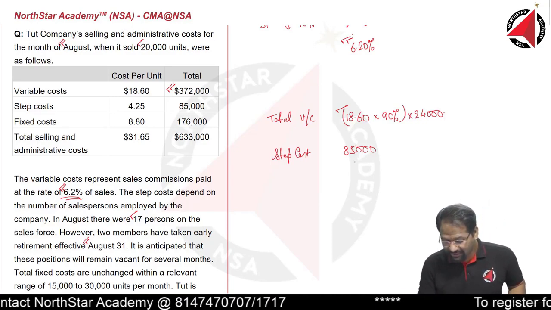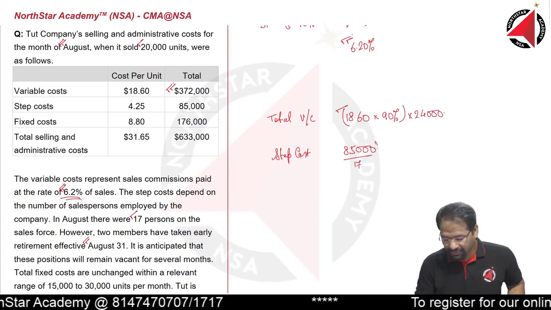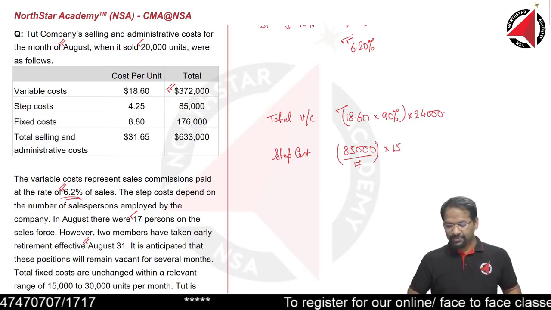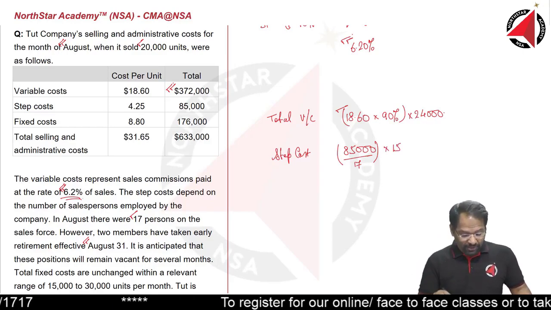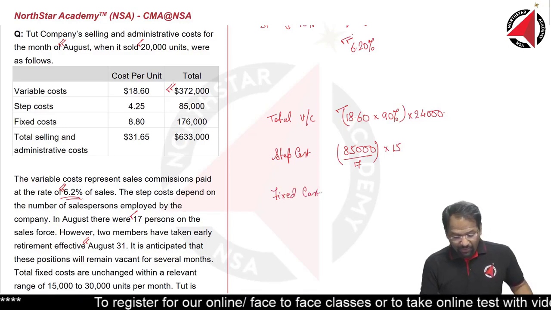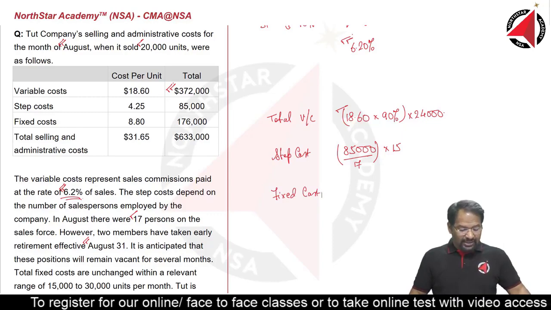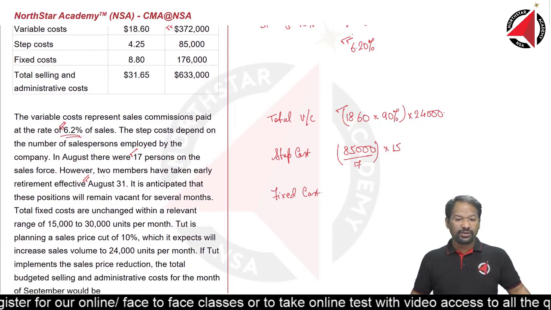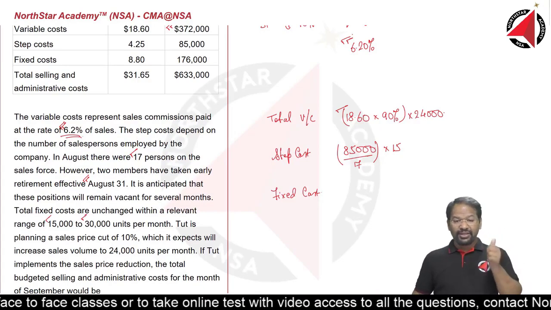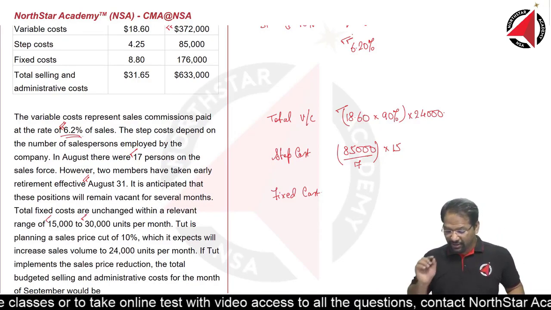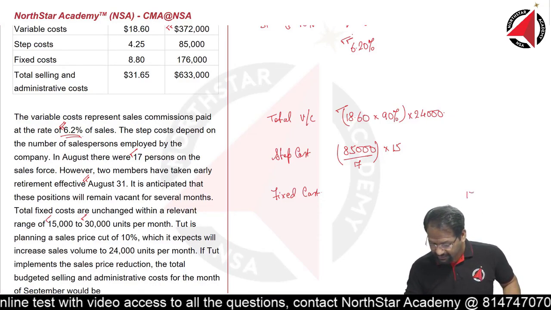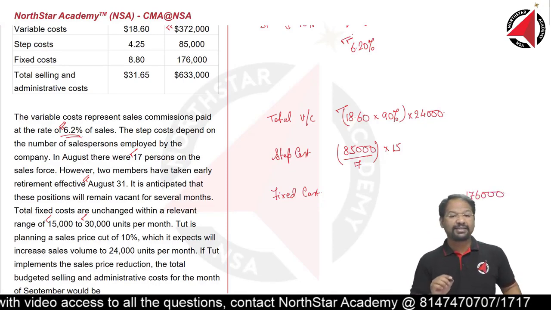So 85,000 divided by 17 employees gives the cost per employee, multiplied by how many are left with us? 15 employees are left. What is the last one? Fixed cost. Fixed cost shall remain constant. Why? Because the question has told us that within the range of 15,000 to 30,000, fixed cost shall remain constant. This is a very important point. So how much is the fixed cost? 176,000 is the fixed cost currently. So it will remain exactly the same.